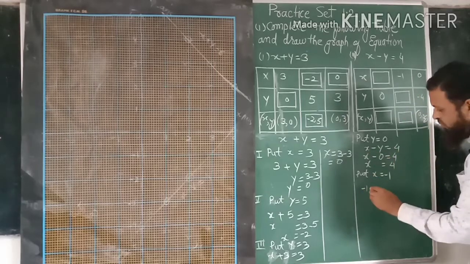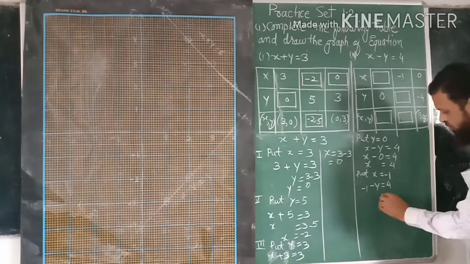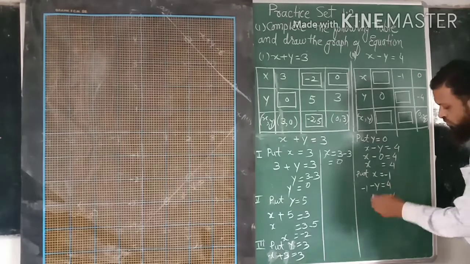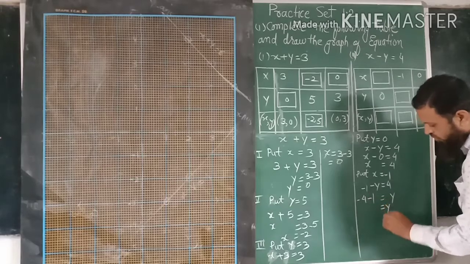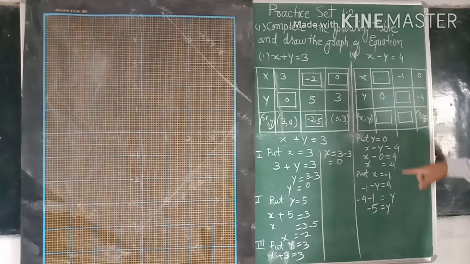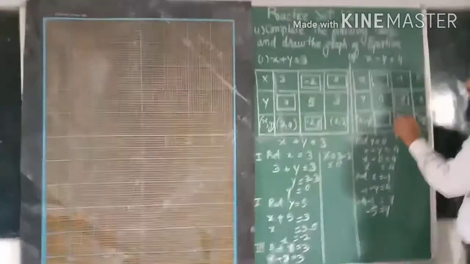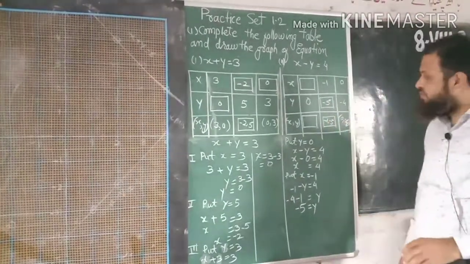Second, put x equals to minus 1 in the equation. x, minus 1 minus y equals to 4. So shift minus y to RHS and plus 4 to LHS. It becomes minus 4 and this minus 1. So y equals to minus 5. Now x equals to minus 1, so we get y equals to minus 5. Minus 1 comma minus 5.